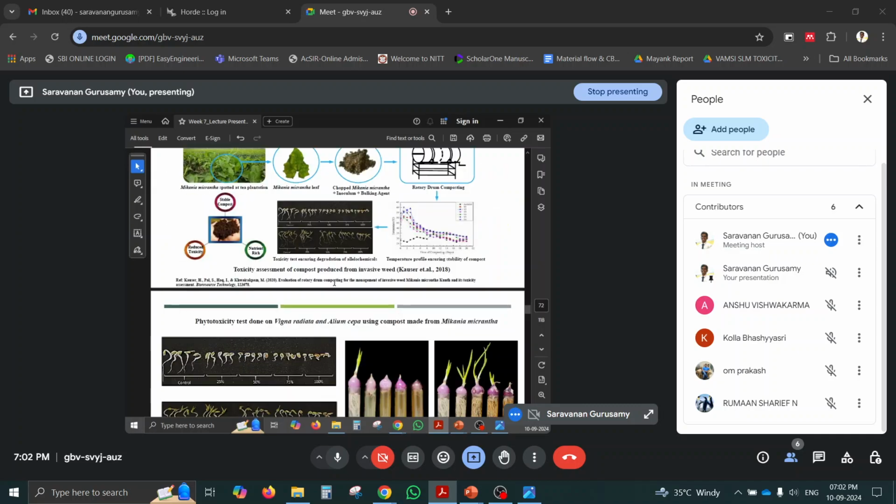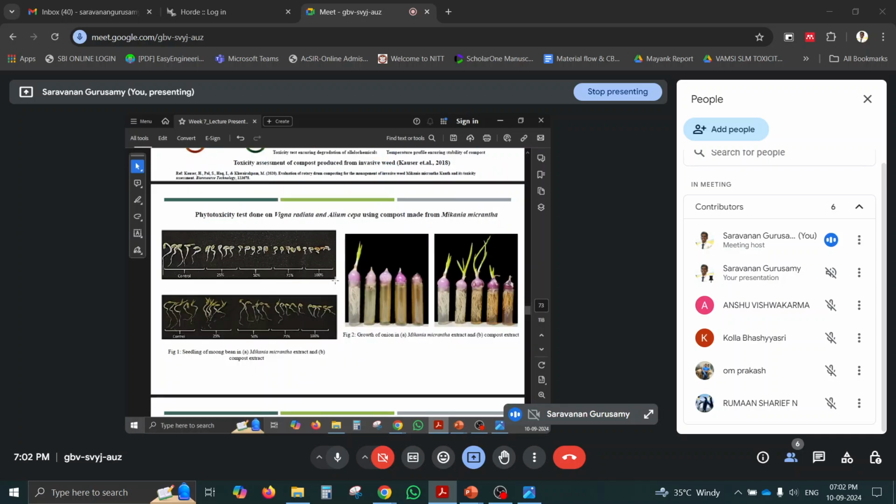How to test the phytotoxicity? By the seed germination test, we can say. We have to take some seeds like onion. I have done a seed germination test. This report I will post in the problem solving session folder, or I will explain at the end. So how was the seed germination test done? I have taken one waste sample. Similarly, you can take the compost sample.